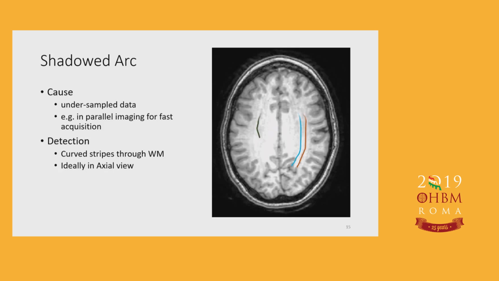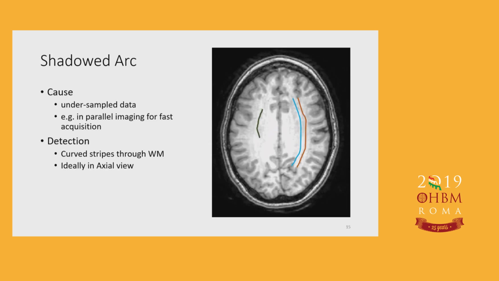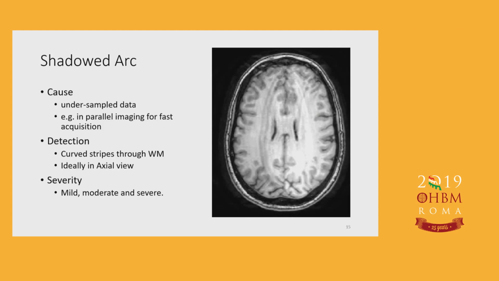Here is a more severe form of it. Those are the kind of curved stripes through the white matter you're looking for with this artifact, and this can come in different levels of severity. This is another extreme form of the shadowed arc artifact. I think this is also referred to as residual motion. There are a few different names.